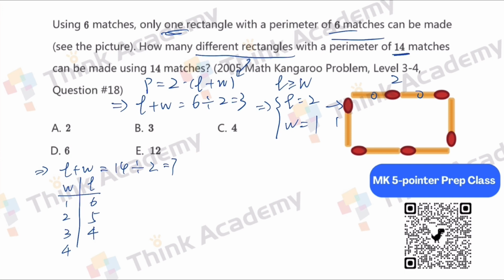If it's 4, it's 3. But 4 is bigger than 3, and it doesn't meet the requirement, so this one is wrong. So we got 1, 2, 3, 3 ways, which means 3 different rectangles. So B is the answer.